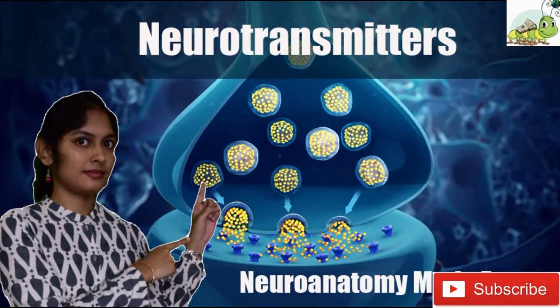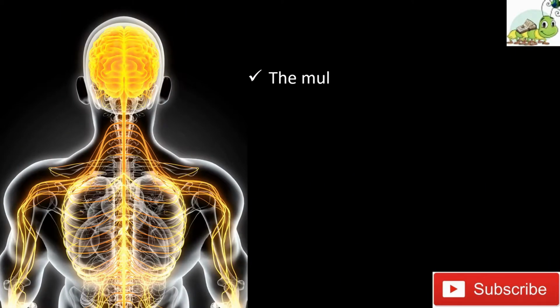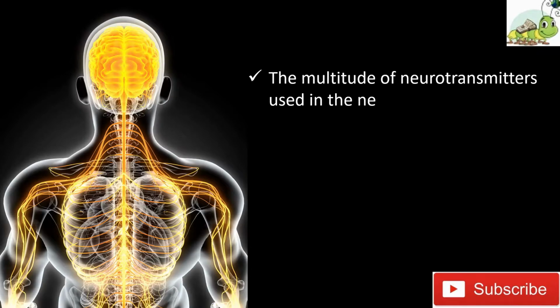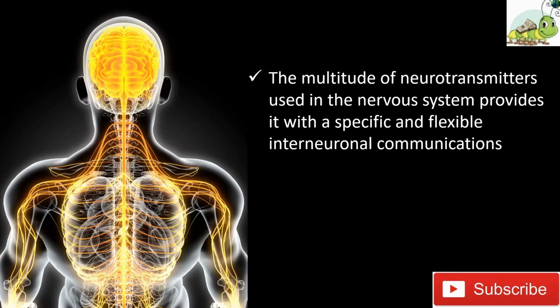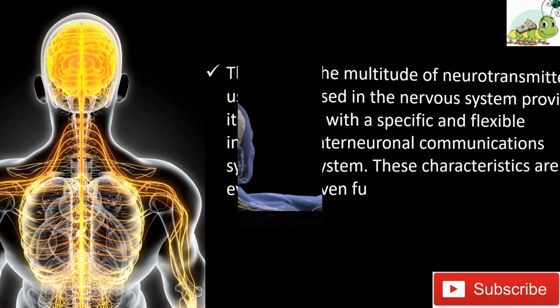In the previous episode, we learned about various types of neurotransmitters. Today, I will discuss the various types of neurotransmitter receptors. By the end of this section, you will know that the multitude of neurotransmitters used in the nervous system provides it with a specific and flexible interneuronal communication system. These characteristics are even further enhanced by the variety of receptors for each neurotransmitter.